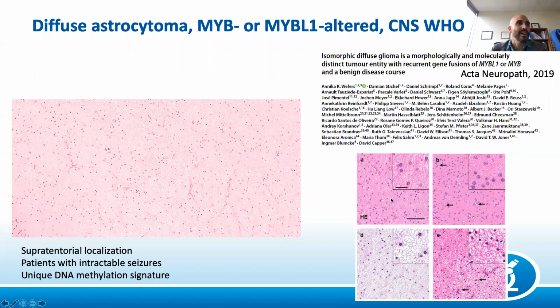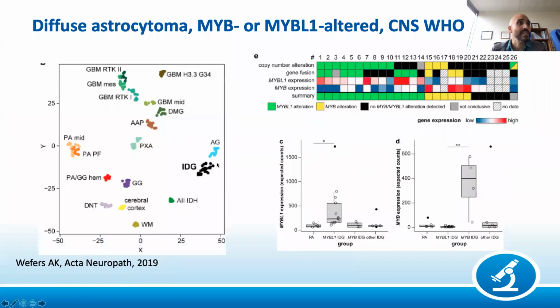Paucicellular tumor, and these monomorphic, almost pseudo-protoplasmic astrocytes distributed in a vaguely microcystic background, as you can see here. So these tumors also are supratentorially located for the most part. Patients have intractable seizures. This is another LEAT. And these have a unique methylation signature, as you can see here. This is a t-SNE plot that essentially allows you to cluster tumors by methylation signature. And here you can see what's called the isomorphic diffuse glioma segregating most closely from the angiocentric glioma.